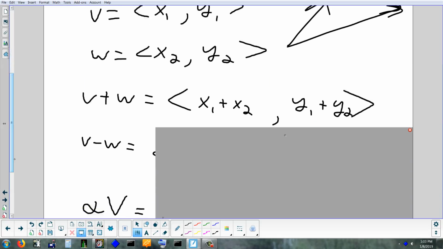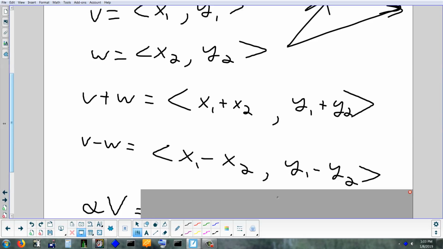Subtraction works pretty much the same way. With subtraction, drawing is even more of a pain, because then you have to draw a vector, then take the one you want to subtract, flip it around, and then put it on the end. Well, all we have to do to subtract them is subtract the horizontal components and subtract the vertical components.